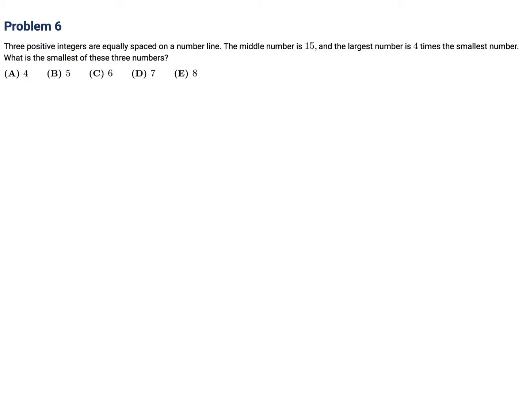Three positive integers are equally spaced on a number line. The middle number is 15, and the larger number is 4 times the smallest number. What is the smallest of these numbers? Okay, so let's draw a number line, and they're saying the middle number is 15, and the other ones are equally spaced.